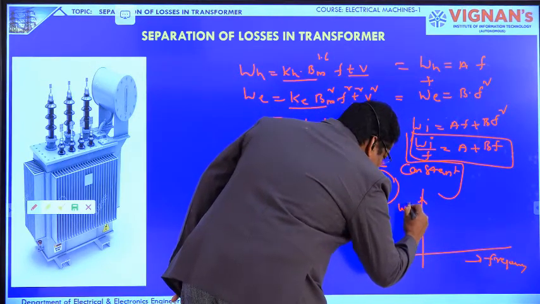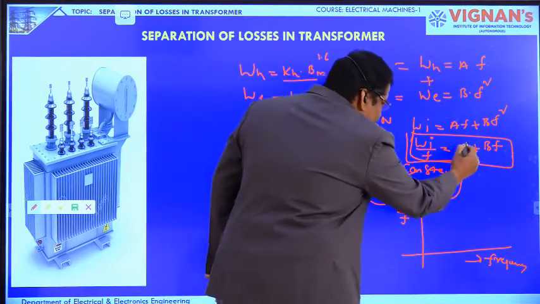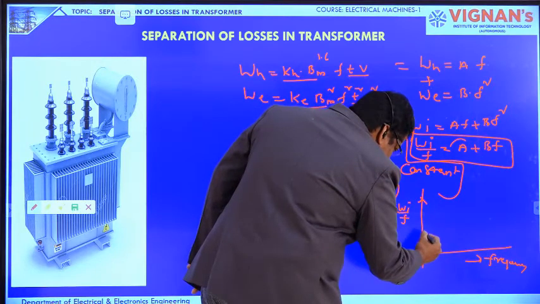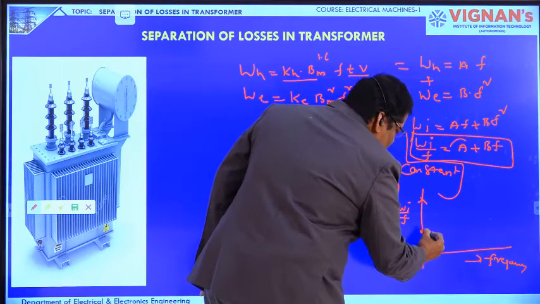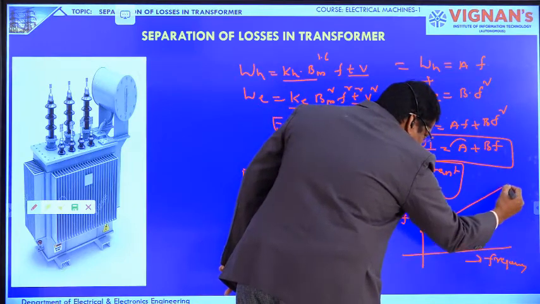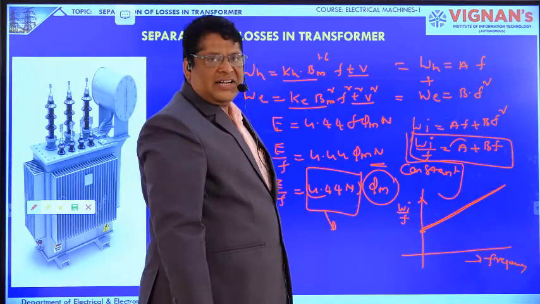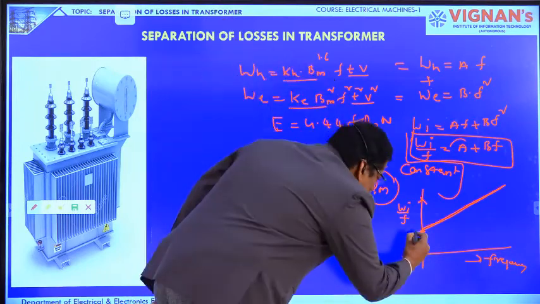W by I, iron loss per cycle. If you draw a graph, this is the constant. A is nothing but a constant, nothing but this value. From this point, it will be going as a straight line. Now, this value is nothing but A.